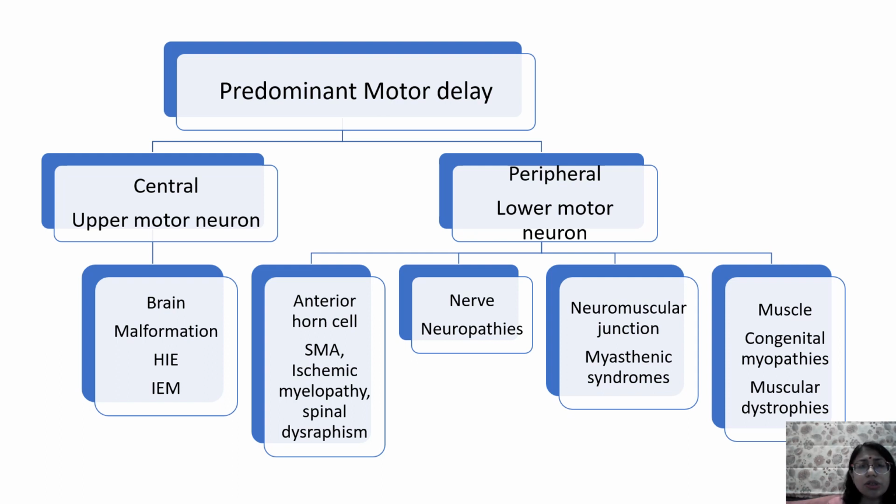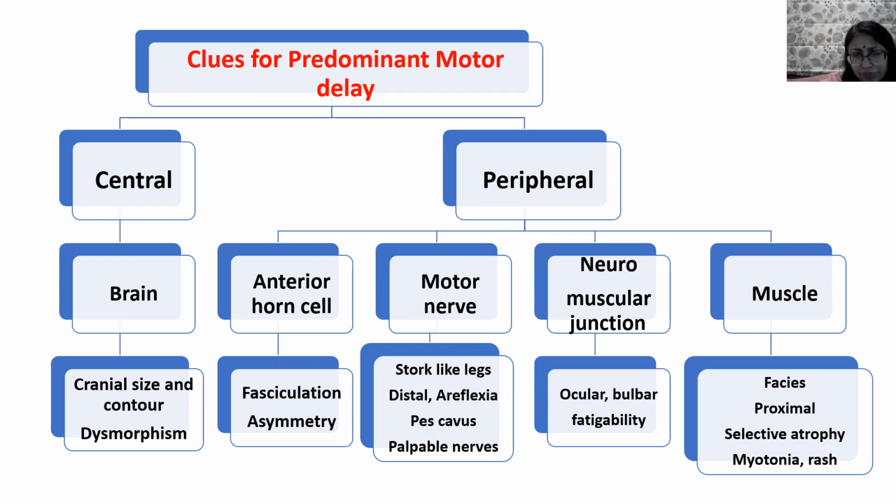In the central cause, the lesion could be because of a malformation in the brain, HIE or IEM. In the peripheral lower motor neuron, that means in the motor unit, it could be at the level of the anterior horn cell, nerve, neuromuscular junction, or muscle. In the anterior horn cell, we consider things like SMA, ischemic myelopathy, spinal dysraphism, peripheral neuropathies, myasthenic syndromes, or congenital myopathies, depending on the level of the lesion.